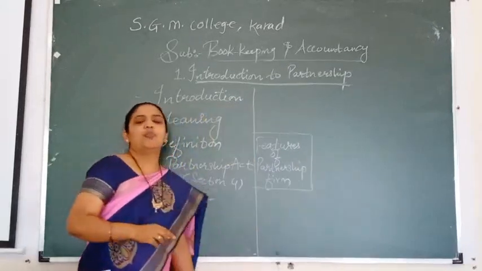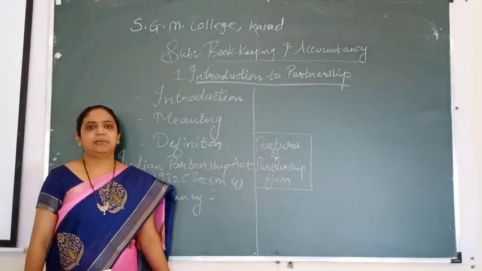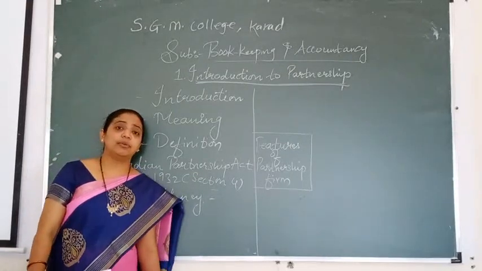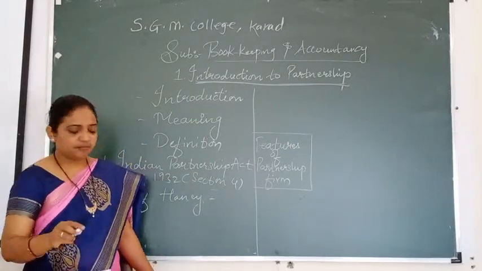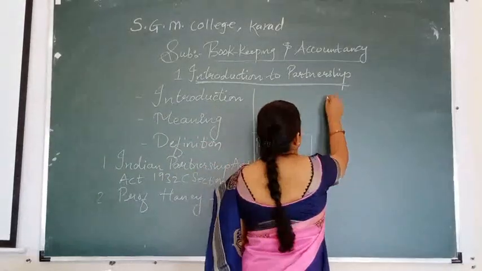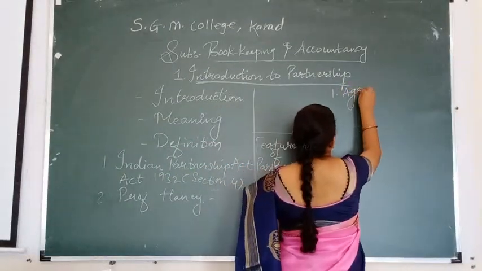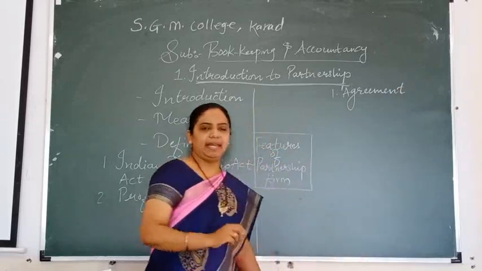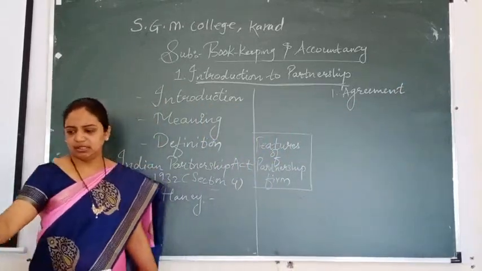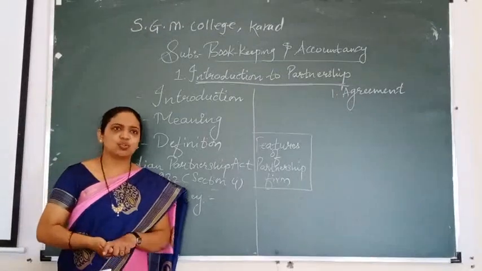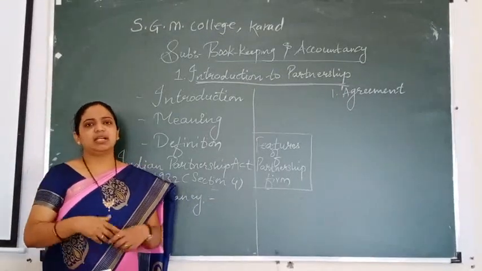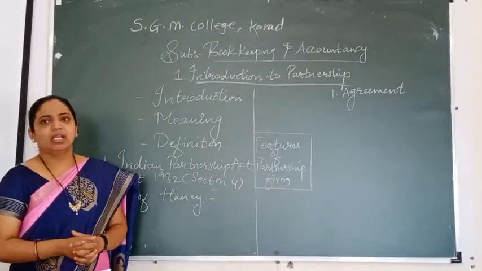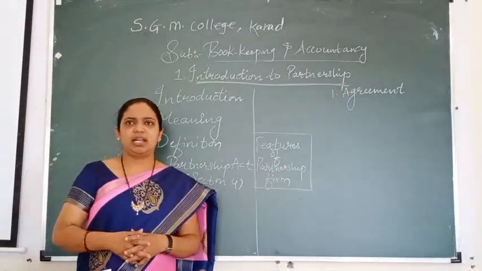When you want to know more about the details of the partnership, you will come to know more when you see the features. In the features, the first point is the agreement. Yes, of course, an agreement is made between the partners. Now, agreement means what? Agreement means a deed is signed between the partners. A deed is what we are going to see further after the features.